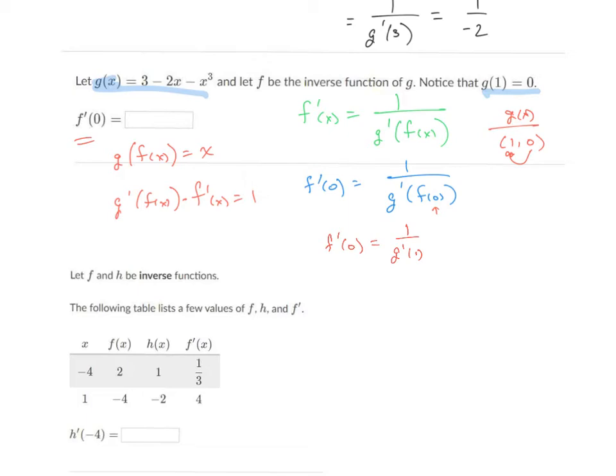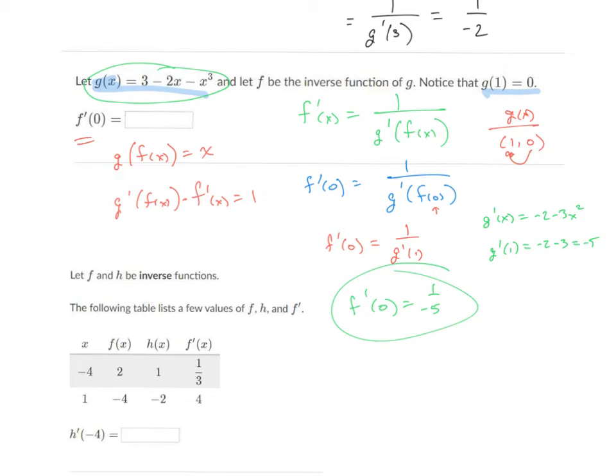And that's good. So what now? Well, g prime of 1, I need to figure out. That's what I need to do next. And I look around and, hey, if I look at the very top, I actually have g of x. So I can do g prime of x, take the derivative. Derivative of 3 is 0. And then derivative of negative 2x is negative 2, and minus 3x squared. So I can find g prime of 1. Negative 2 minus 3 is negative 5. So f prime of 0 is 1 over negative 5. It's negative 1/5.